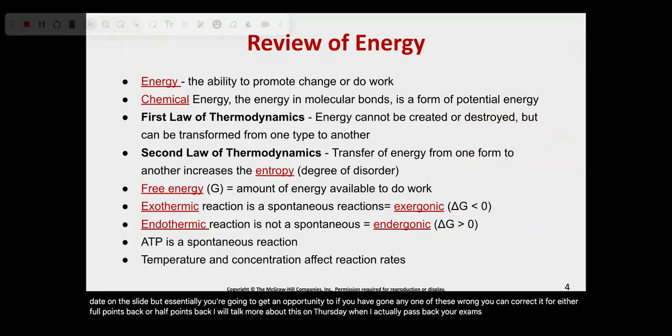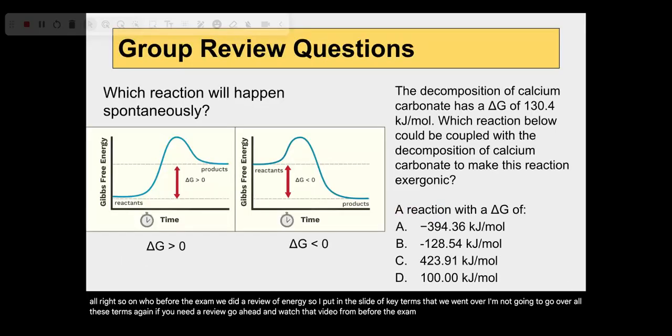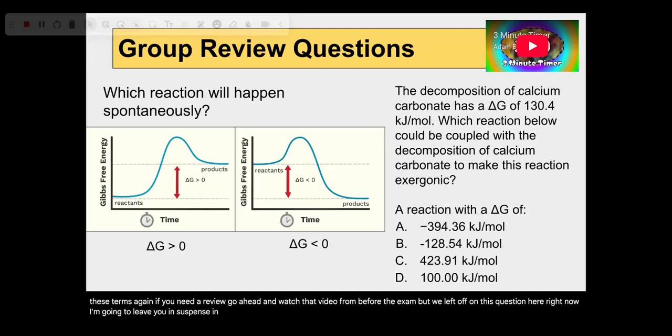So let's dive into the lecture. All right, so before the exam, we did a review of energy. So I put in this slide of key terms that we went over. I'm not going to go over all these terms again. If you need a review, go ahead and watch that video from before the exam. But we left off on this question here. Now I'm going to leave you in suspense on this question, and I'm going to flip ahead to the next slide because we will review these questions on Thursday.